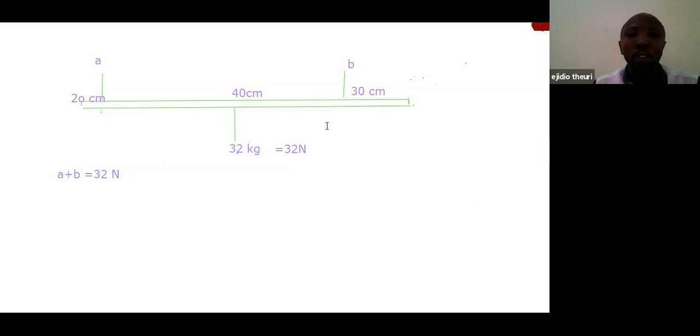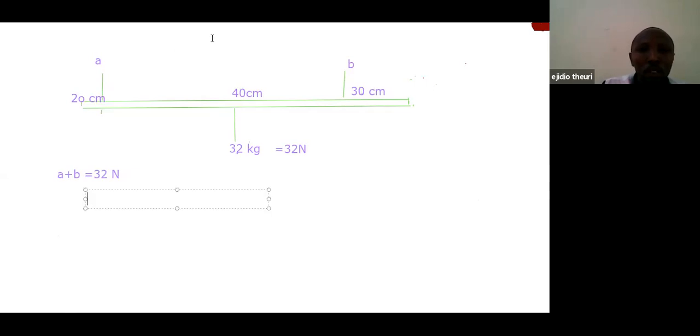Therefore, the secret is only one here. Take one of the A or B to be your pivot. Because you don't have a specific pivot at this particular point, we select one of them to be our pivot. So our pivot should be here. Let's select A to be our pivot. So if we take A to be our pivot, at A, write here clockwise moment.